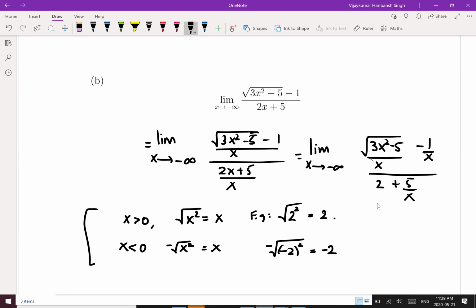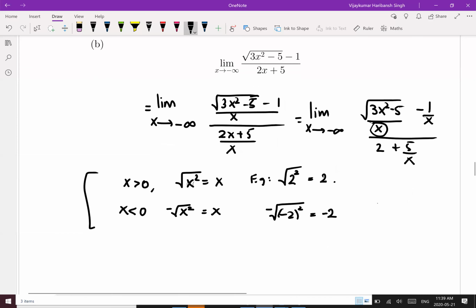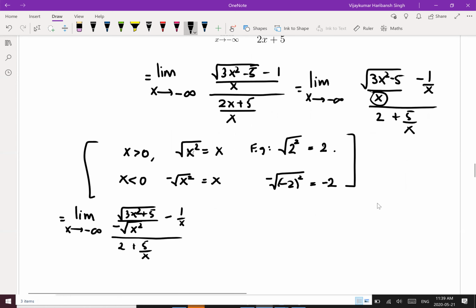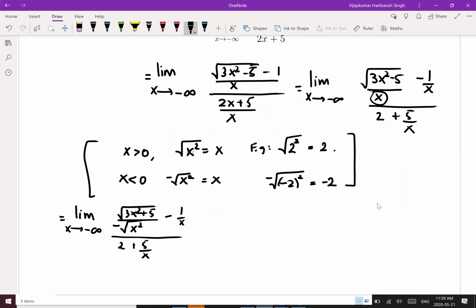So now in this case, if I want this part to be inside the square root sign, I will have to replace it. So this is an extra discussion, not part of the solution. Limit as x goes to minus infinity, the square root of 3x squared minus 5 divided by, instead of x, I'm going to write minus the square root of x squared, over 2 plus 5 by x. Now I can push this x squared inside the square root. Why? Because the square root of a divided by the square root of b is the square root of a divided by b, right? You can write them in the common radical.